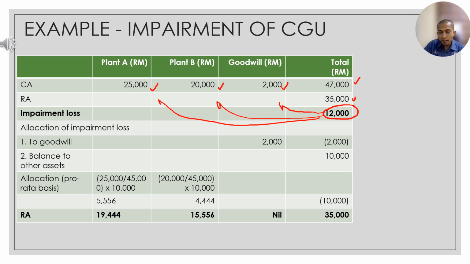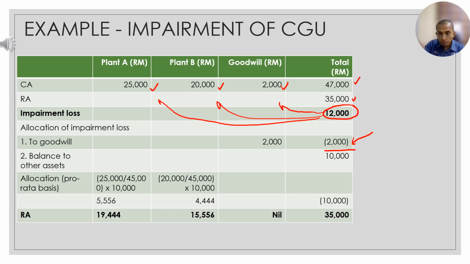To put it simply, the name is no longer good. Therefore, because the goodwill is no longer good, we need to eliminate the value for the goodwill. So the first thing first here is we eliminate the goodwill straight away, and the balance we get is 10,000. So now only 10,000 we need to allocate.